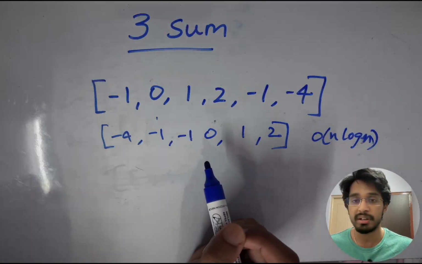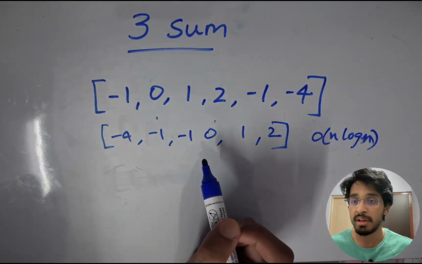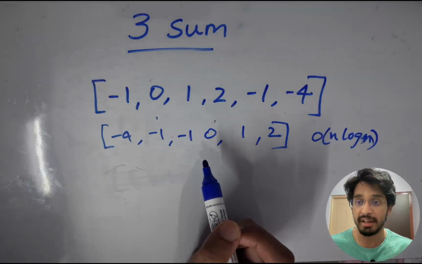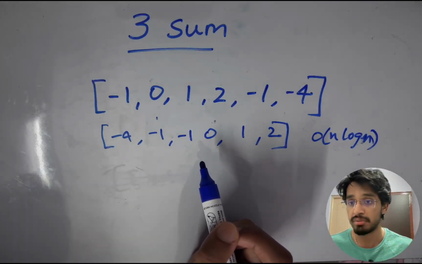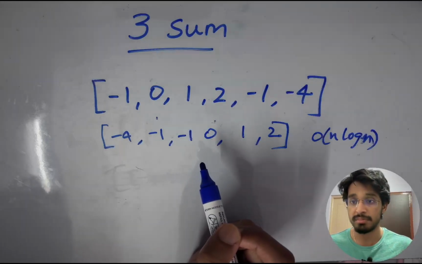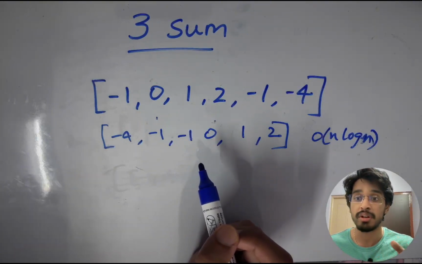Okay, so to solve this, once we have sorted the array, if you remember, in 2 sum also the array was actually sorted. So we just need to keep track of, again, 3 pointers over here. In 2 sum we had 2 pointers, because here we need an extra pointer for the target value.